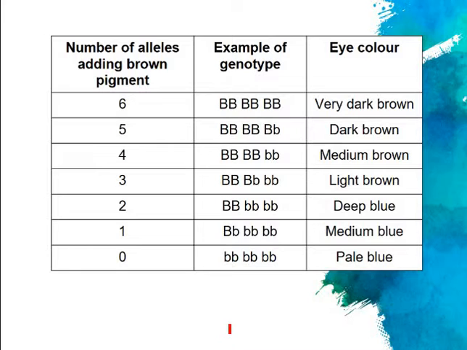This is a table copied from the textbook. So this shows you how the different alleles result in different phenotypes, so eye colors in this case. As you saw in the previous slide, if it's all recessive alleles, then it's very pale blue. If it's all dominant alleles, that's a very, very dark brown. But then you've got all these phenotypes in the middle as well. So this one, for example, 3 big B's and 3 small b's would be a light brown. 2 big B's and 4 small b's would be a deep blue.